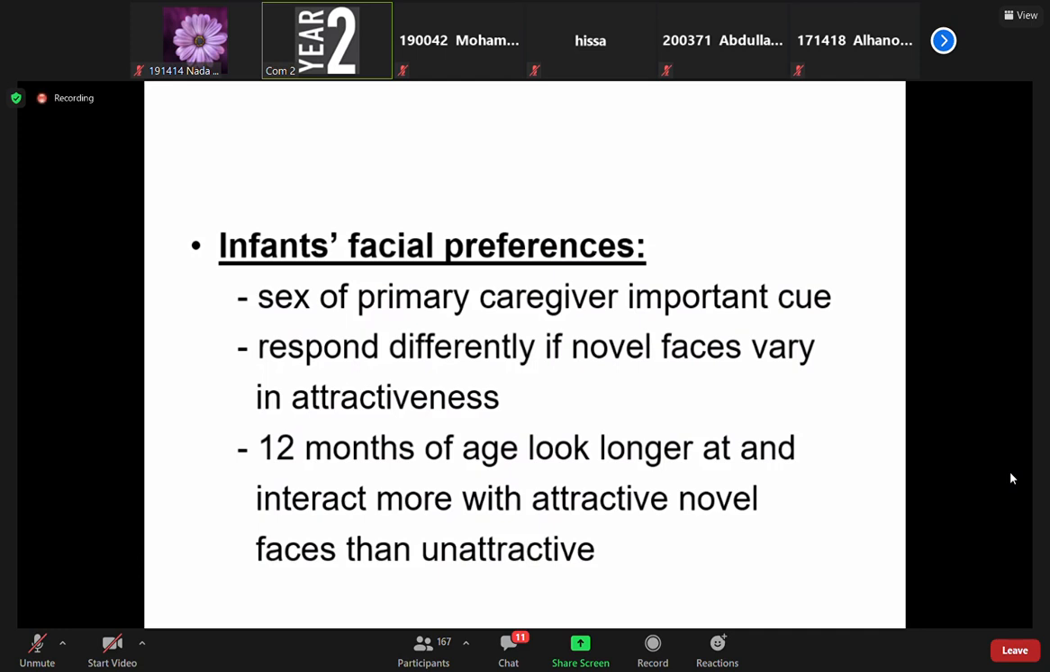At 12 months of age, babies will look longer and interact more with something that is attractive than unattractive, okay? And again, it's about symmetry. If someone has a very wide nasal bridge or a very wide nose, because it's not symmetrical with the rest of the face, it may not be very attractive, okay? Also skin color, depending on what they're used to.